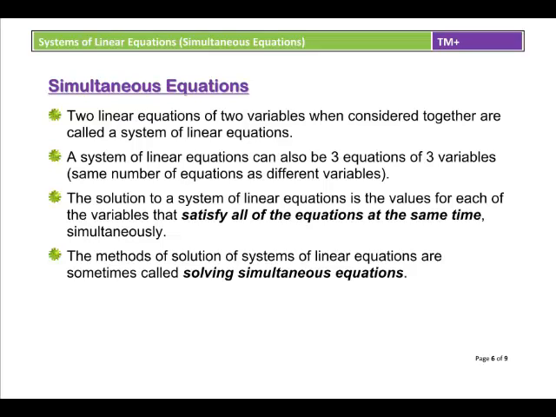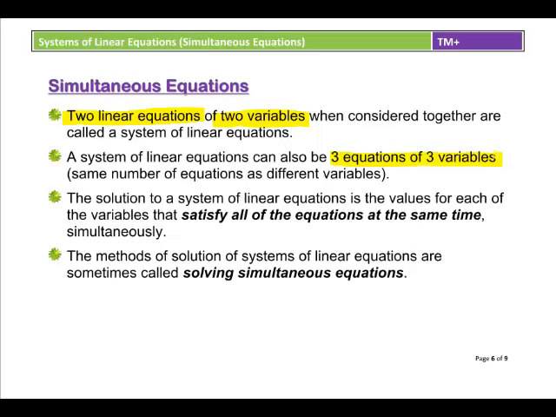Now simultaneous equations are a bit different. We don't just have one equation now, we're going to have two equations. So simultaneous equations has two linear equations of two variables or two unknowns. Okay, so we're going to be finding two different things now. We can also have three equations of three variables, but we won't be dealing with that in TM+.